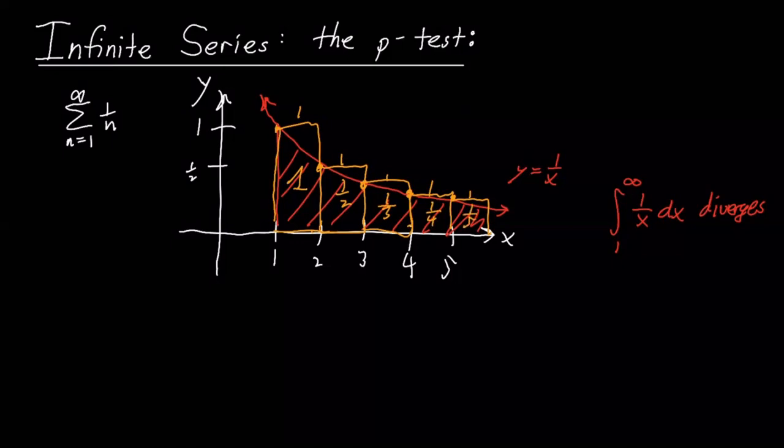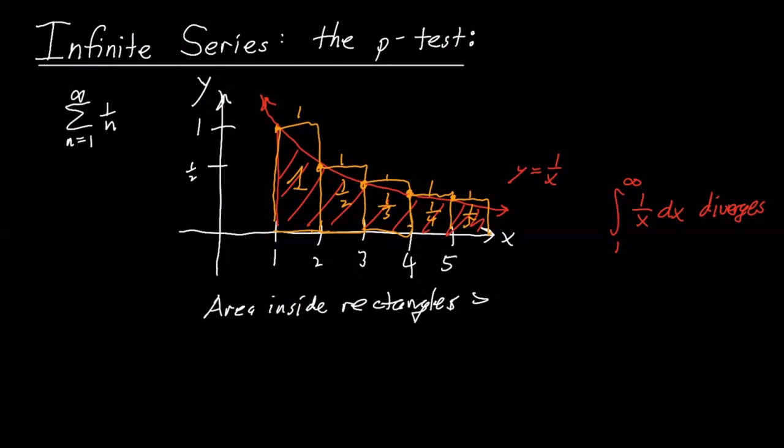And so we said, well, the area inside the rectangles is greater than the area under the curve, but the area under the curve diverges. Therefore, the area inside the rectangles also must diverge. So let me just write that. We saw this in the harmonic series. I'm just recapitulating the example just to see how this is going to generalize.